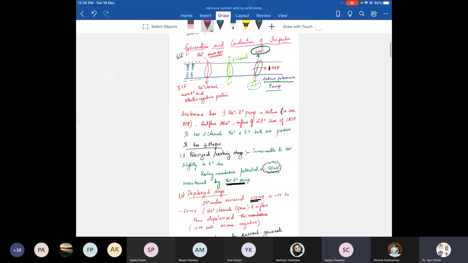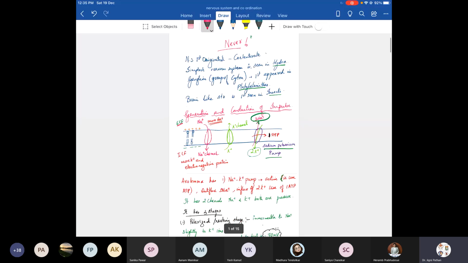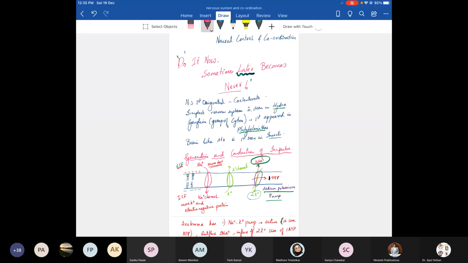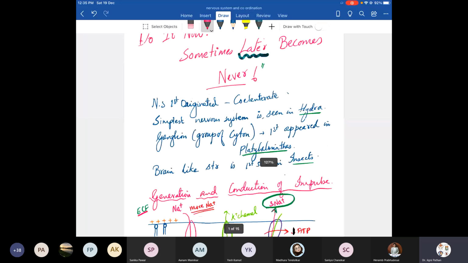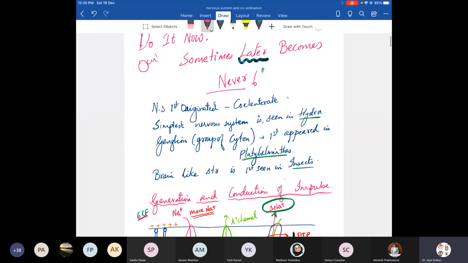Ma'am, can you explain the axolemma point? Axolemma is the neurolemma. What is the axolemma? Axon. You remember? Neuron. See, this is a cyton, right? This is the axon, right? These are the dendrites. Do you remember the structure we studied? Yes, ma'am. This membrane is called the axolemma.